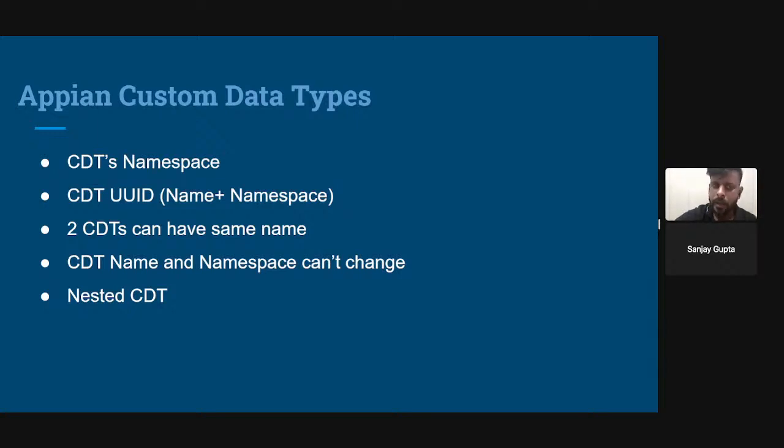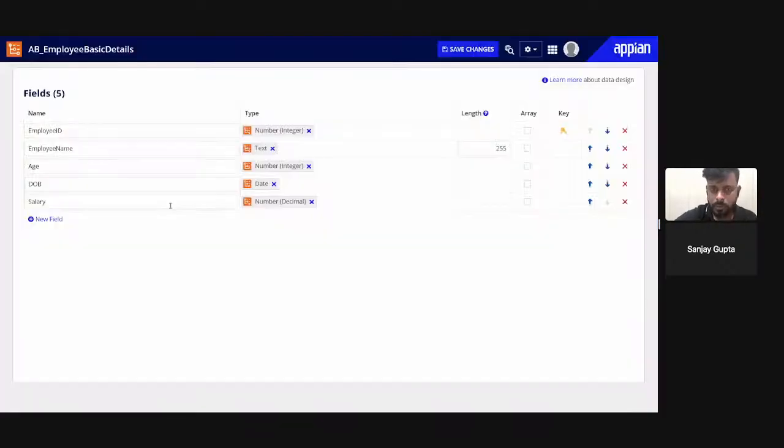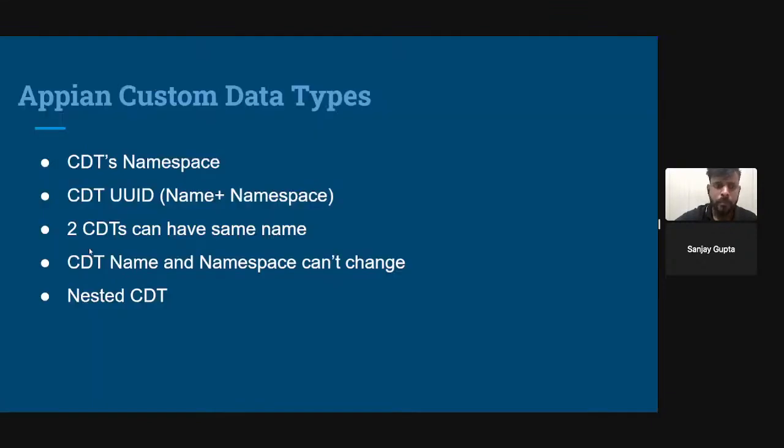I can create one with the same name, and I can create one with the same namespace, but with the combination of name and namespace, I cannot. So if I want to create a CDT with the same name and same namespace, it won't allow me. It will give me an error, okay? So we cannot create that. To uniquely identify, we use name plus namespace. So 2 CDTs can have the same name and 2 CDTs can have the same namespace as well, but the combination cannot be the same, okay?